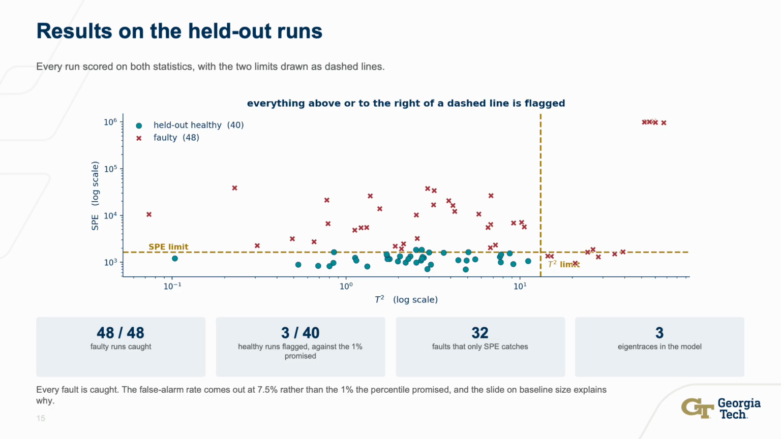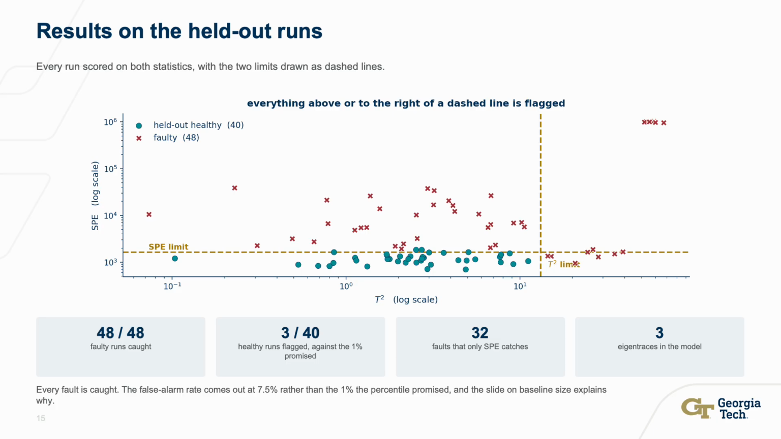Look at where the crosses sit. The cluster at the top right, high on both. A scattered group, high on SPE but low on T squared, sitting to the left of the vertical line. 32 of the 48 are caught by SPE alone. Take SPE away and you lose 2/3 of your detection. Now false alarms, because that number deserves attention.